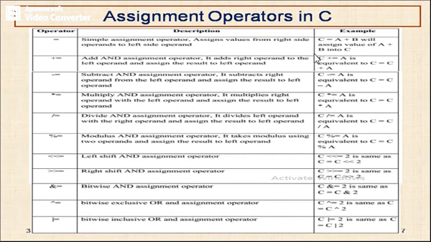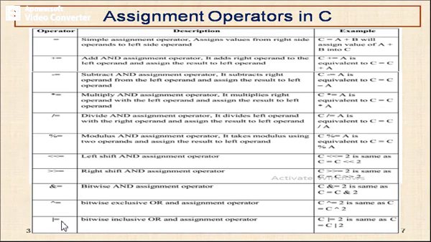Then assignment operators. The equal to symbol is the assignment operator. This is used to assign the value from right hand side to left hand side. Example: C is equal to A plus B. What will happen? It will evaluate A plus B, and this value will be assigned to the variable C.